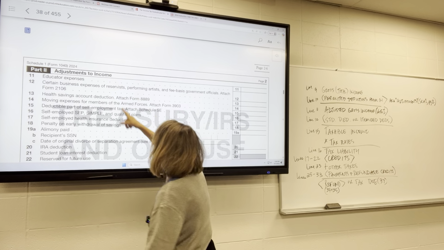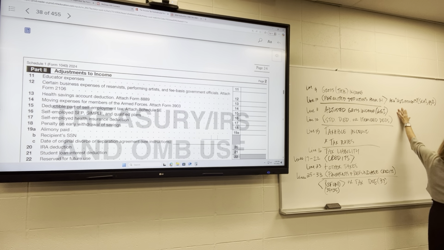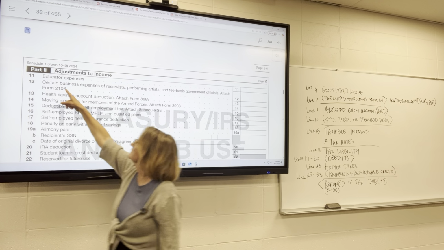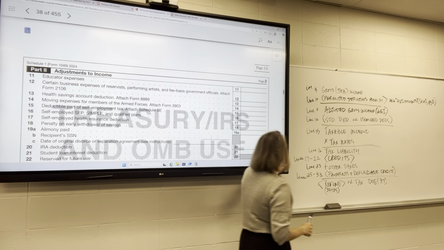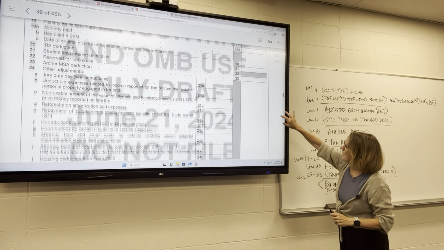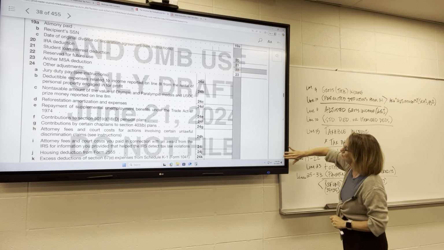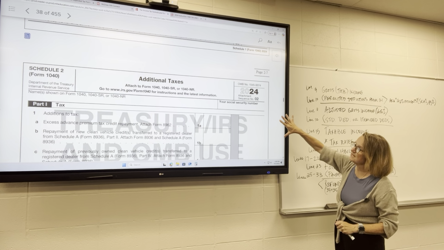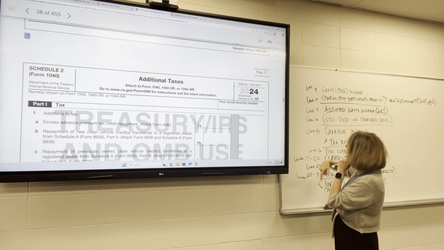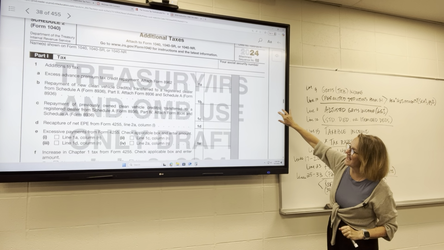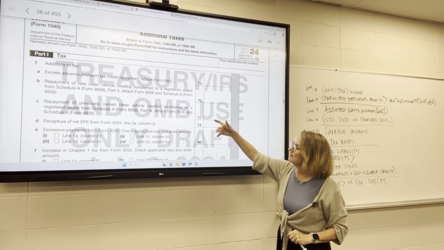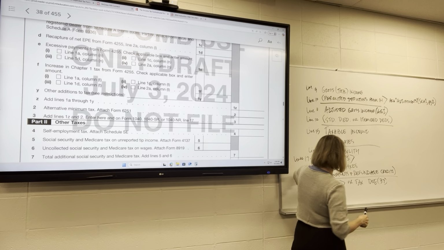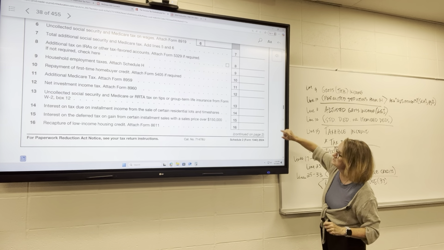These are our adjustments to income, Schedule 1, page 2, right here. These are the items that reduce our gross income to arrive at adjusted gross income. They're just showing you some of the different schedules that they reference there. So Schedule 2 is for additional taxes that might be paid. So all of this goes into line 23, gets transferred to line 23, and you would see that as well.